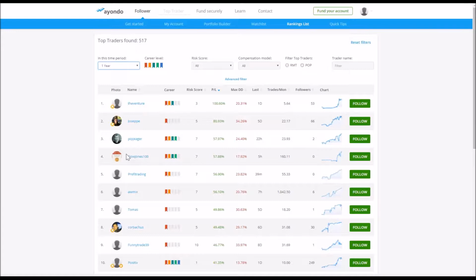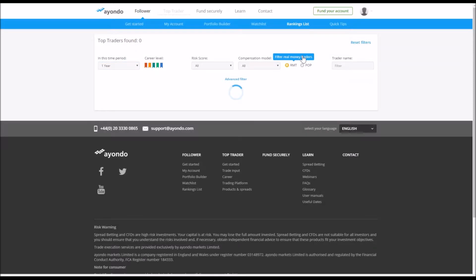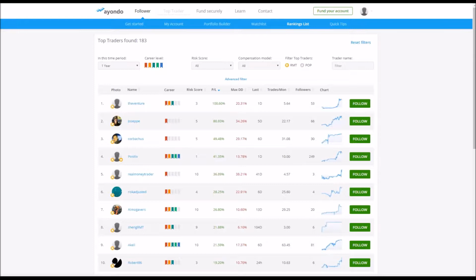So one of the filters we can use straight away, when we're looking for top traders, is to get rid of anybody who's not trading with real money. And we can do this up here. So you can see, hopefully on your screens there, this RMT thing here. If I click on RMT, it takes away all the traders who are trading on a demo account. So straight away we've culled a good 300 traders from this list. Okay, so we're now left with 180 traders.